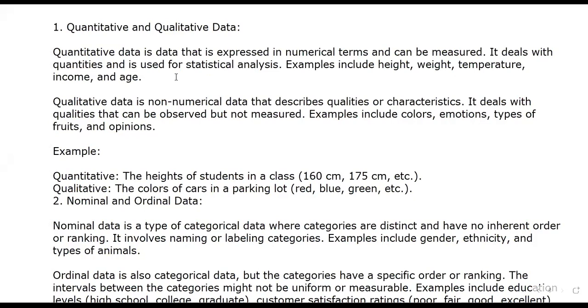All right. So quantitative data is expressed in numerical terms. It can be measured. It deals with quantities used for statistical analysis, like height, the weight, temperature. Whereas qualitative is non-numeric data, which describes qualities or characteristics. It deals with non-quantifiable data, like the color, the emotion, the types of fruits, and opinions. Examples of quantitative data, which is presented by histogram, is height, like I've mentioned, the weight. Qualitative is the colors of the parking lot. It's red, it's blue.